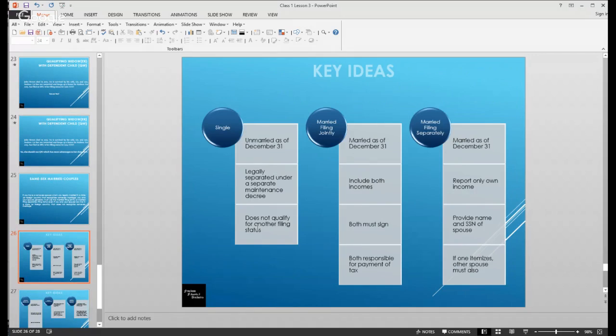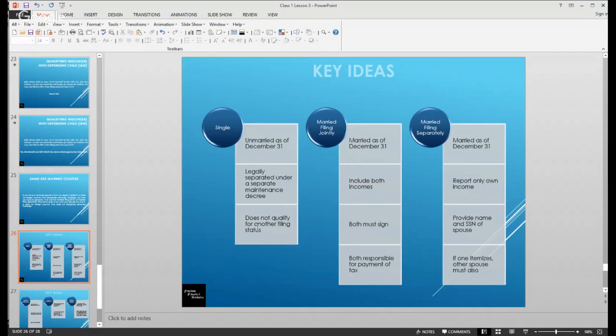So I'm going to quickly go through these just as a wrap up. Single: unmarried as of December 31st, or legally separated, and you do not qualify for any other filing status. Single is your default filing status. Married filing jointly: married as of December 31st, you would include both incomes if there are two incomes. Both must sign and both are responsible for the payment of the tax and the receiving of the refund. Married filing separately: married as of December 31st, you would report only your own income. You would provide the name and social security number of the spouse.